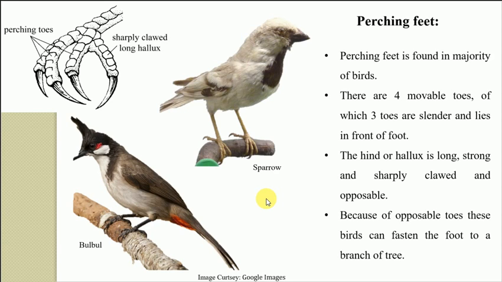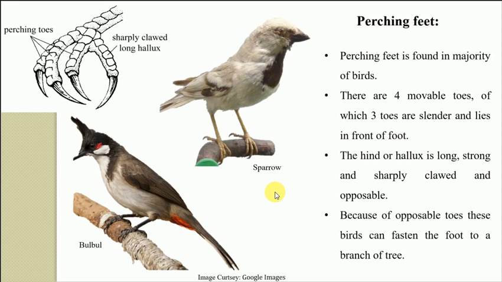For example, the perching kind of feet is found in birds like sparrow, crow, bulbul, quail, myna, robins, and many more birds. So these are just a few examples where you will find the perching kind of feet. What exactly is the perching kind of feet?